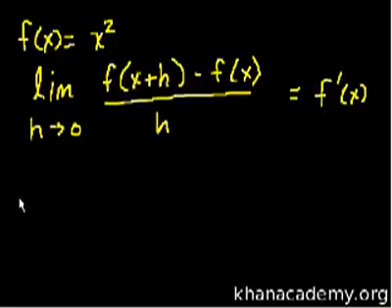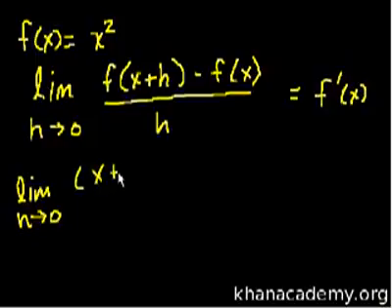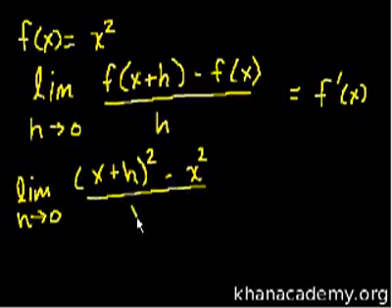So we're going to say the limit as h approaches 0 of f of x plus h. Well, f of x plus h is just x plus h squared, right? I just took the x plus h and put it into f of x, minus f of x. Well, that's just x squared, over h.